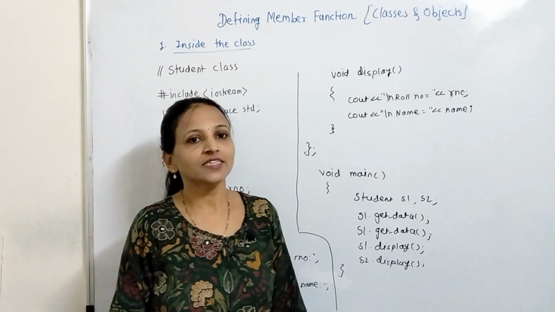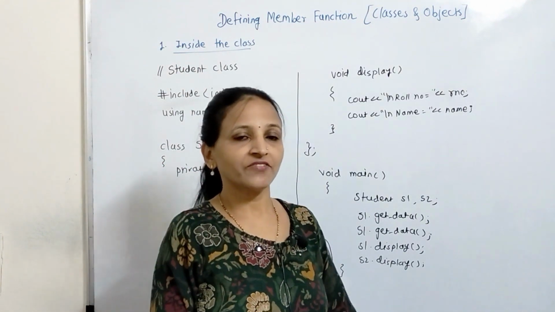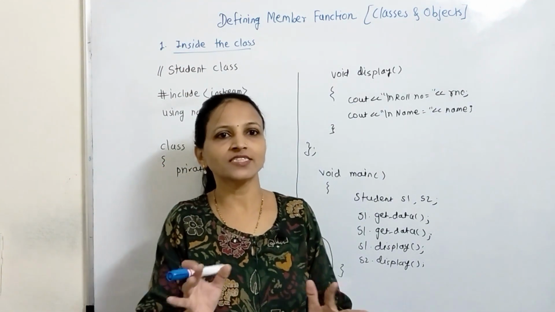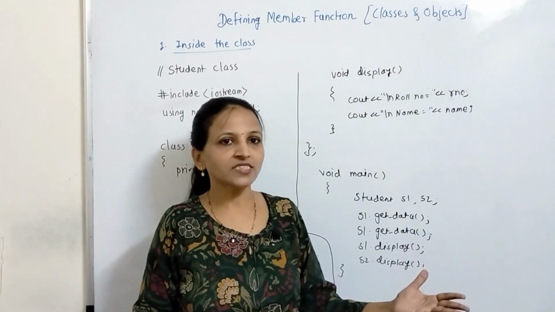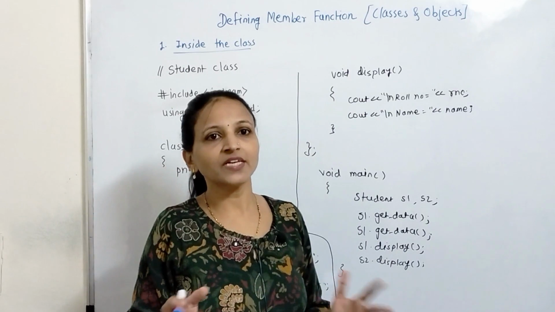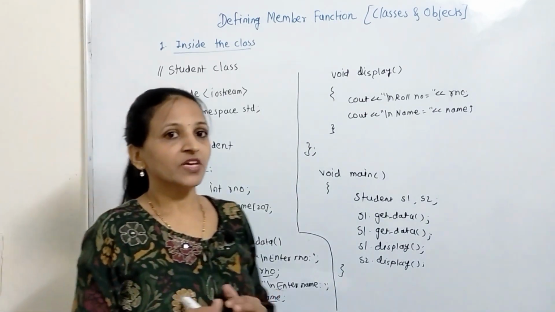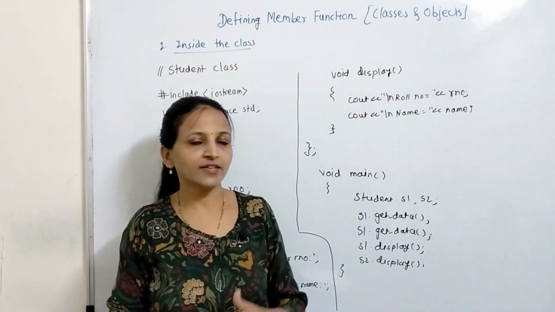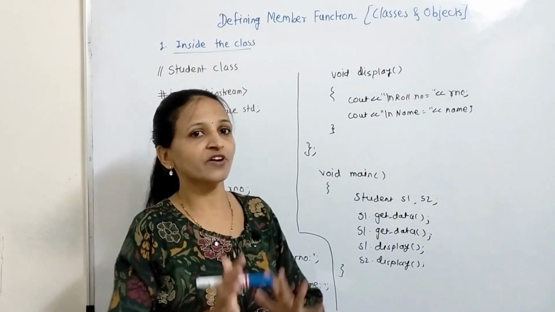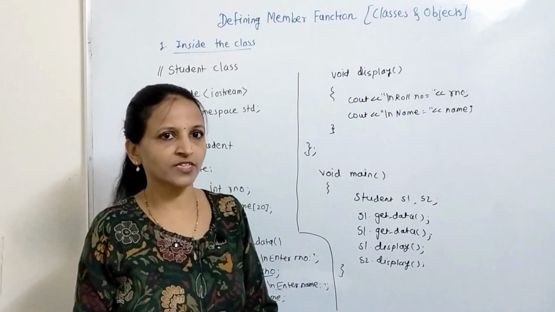Hello friends, in the series of learning C++ programming language, in the previous section we discussed how to create classes and objects. Now, class is nothing but a collection of similar kind of objects. We have seen that a class is a collection of data members and member functions. The member functions we can define inside the class as well as outside the class.